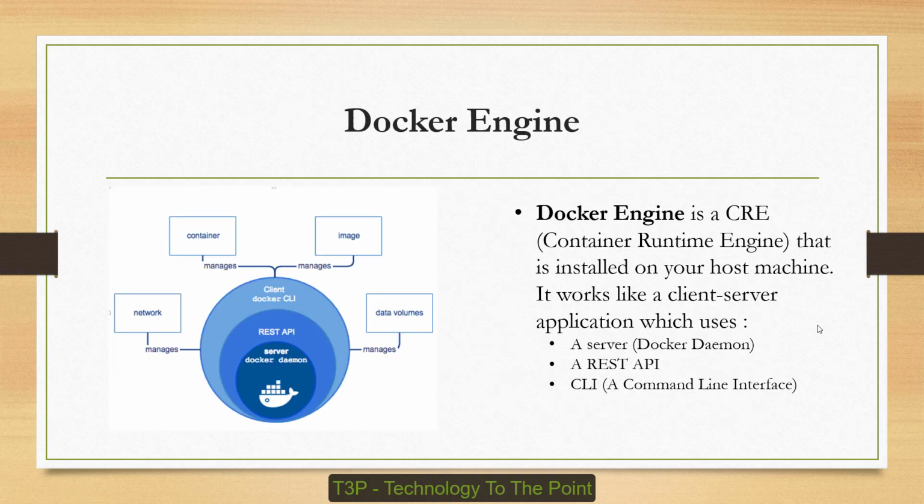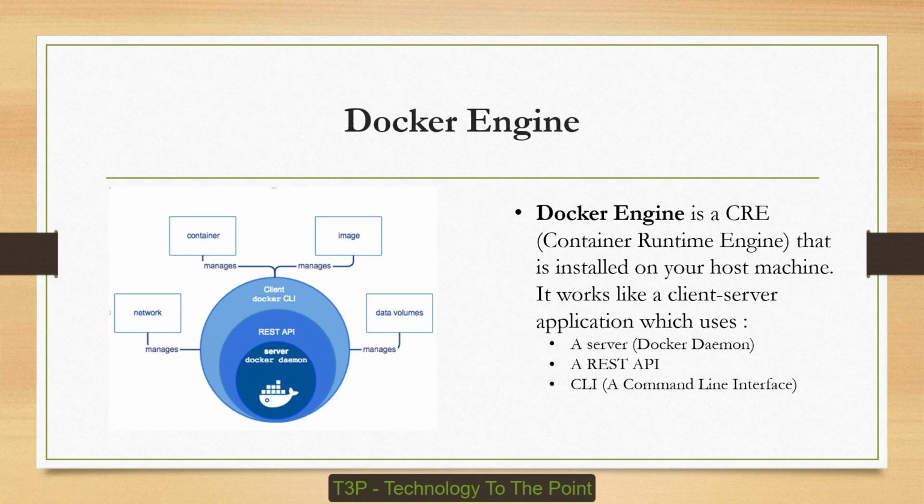Let's talk a little bit about the Docker Engine because it's known as the heart of Docker. So what exactly is it? It is a container runtime engine that is installed on your host machine. When you install Docker, the engine is also installed by default on your host machine. It works like a client-server model and has three main components. One is the server, which is the Docker Daemon. Second, we have the REST API, and third, we have the Docker CLI, the command line interface.